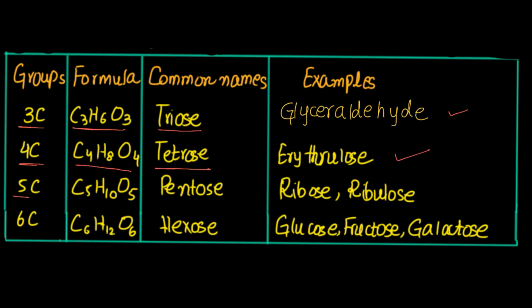Let's take n as 5. The formula becomes C5H10O5 and we call them pentose. Examples of pentose can be ribose and ribulose. Now let's take n as 6. The formula becomes C6H12O6. This is the thing we are familiar with the most. And we call them hexose. The examples can be glucose, fructose, and galactose. And we will study them later on.